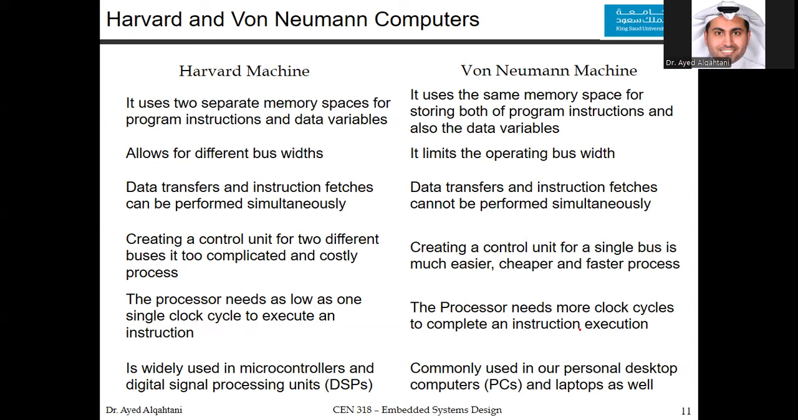The Harvard machine is widely used in microcontrollers and digital signal processing units, or the DSPs. So basically, everybody is using the Harvard machine nowadays, where you split the data memory from the program memory. And the von Neumann machine is commonly used in our personal desktop computers, or the PCs and laptops as well, but it's kind of an old idea, and usually right now everybody is using the Harvard machine.